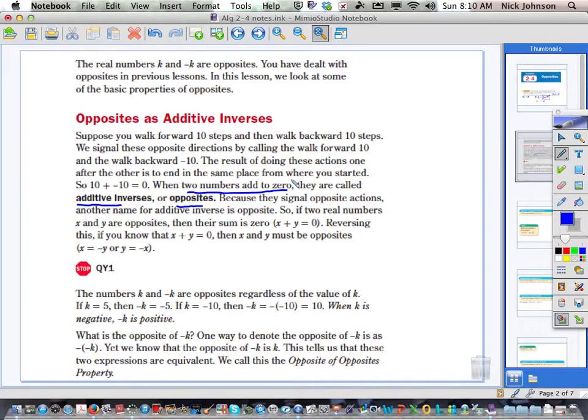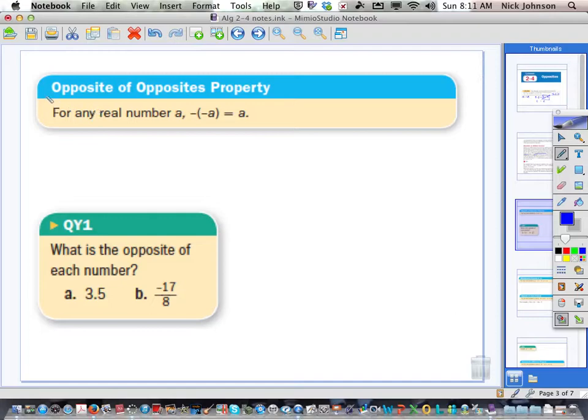The numbers k and a negative k are opposites regardless of the value of k. If k equals 5, then a negative k equals a negative 5. If k equals a negative 10, then a negative k equals a positive 10. When k is negative, negative k is positive. Okay? That all should be obvious for us. Here's our opposites property that you're probably going to have to know for a quiz or a test. For any real number a, the opposite of negative a equals a positive a. Yes, we should know that.